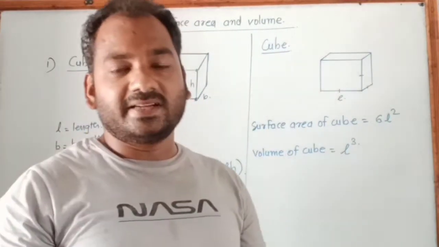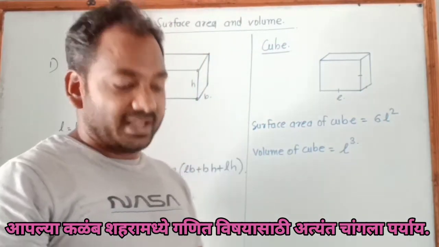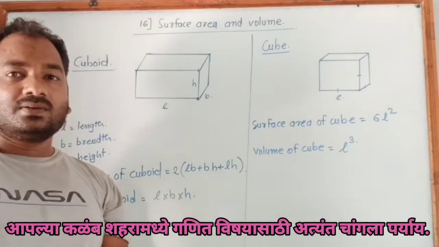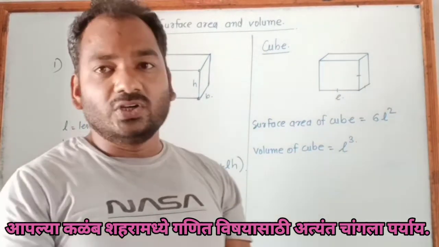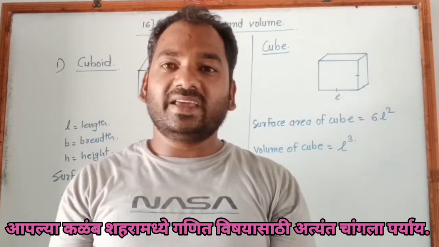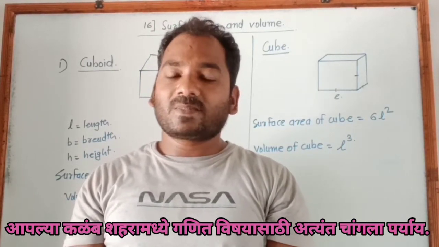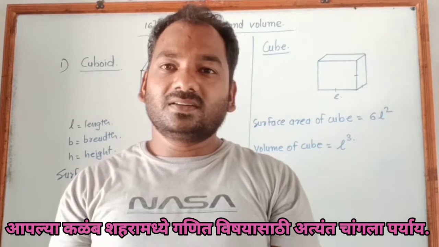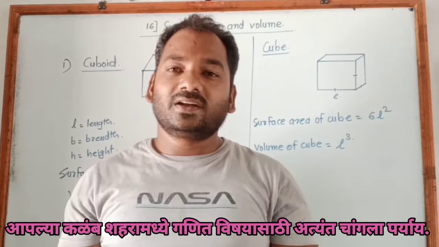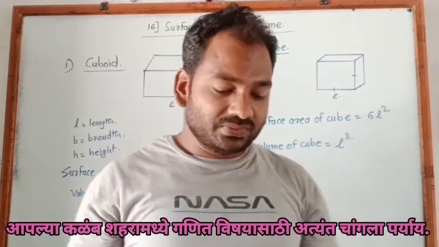Hello friends, let's begin with chapter number 16 of class 8 mathematics, that is Surface Area and Volume. In the previous standard we discussed area as well as volume. In this chapter we are talking about the different formulas for surface area and volume of different shapes, in which the first shape that we have is a cuboid.